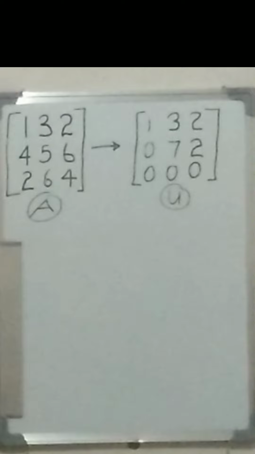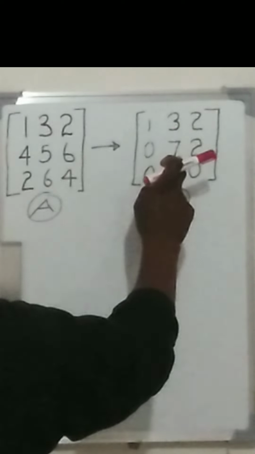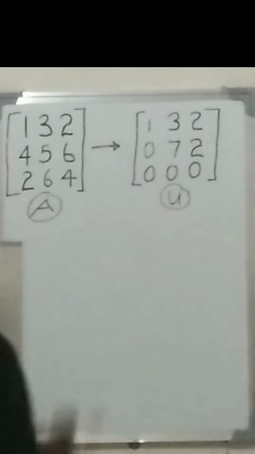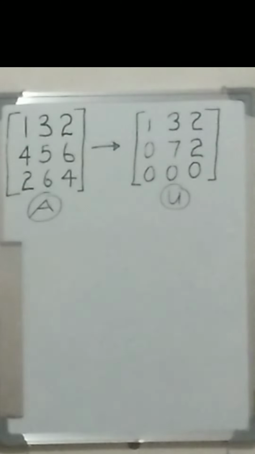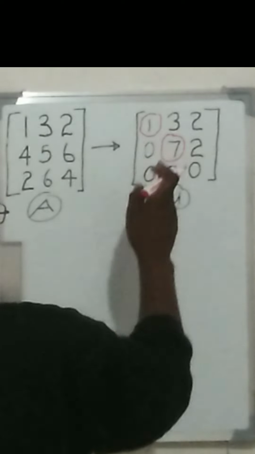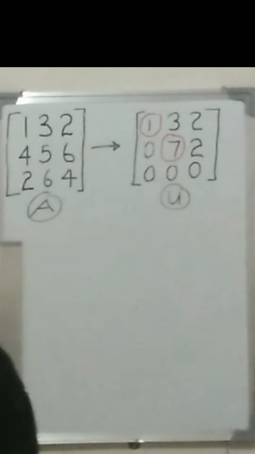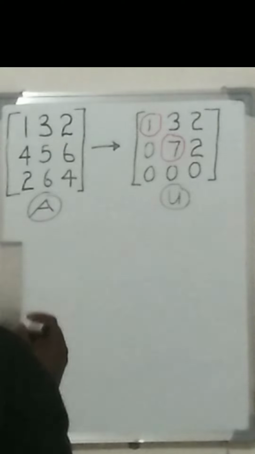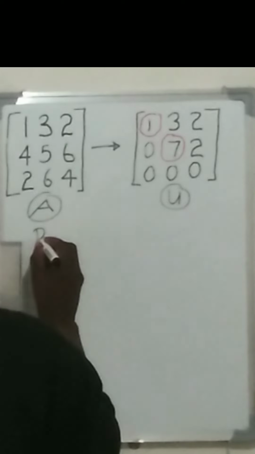Now, the first digit in each non-zero row, in other words, the digit 1 here and the digit 7 here, are called leading variables or pivots. So these two numbers, the number 1 here and the number 7 here, are called the pivots of matrix U, or leading variables. So let's just write it down here. So 1 and 7 are the pivots.